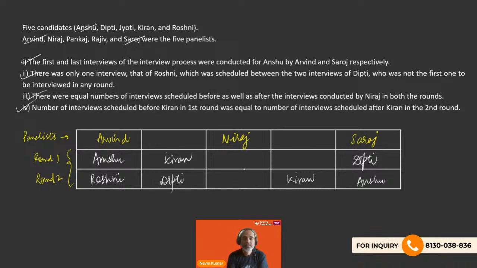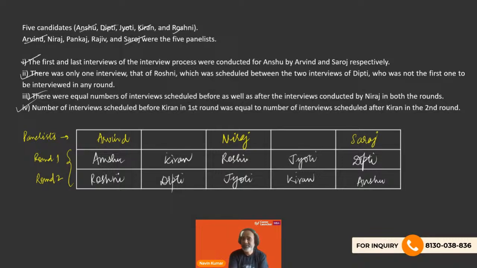Now, in the second round, we can see that out of 5 people, 4 people's names are already here. We have Roshni, Dipti, Kiran, and Anshu. So the leftover person is going to be Jyoti. So Jyoti comes here, right? Now, we cannot have the same person in the same column. So if Jyoti is here, there is only one person left, Roshni, who comes here.